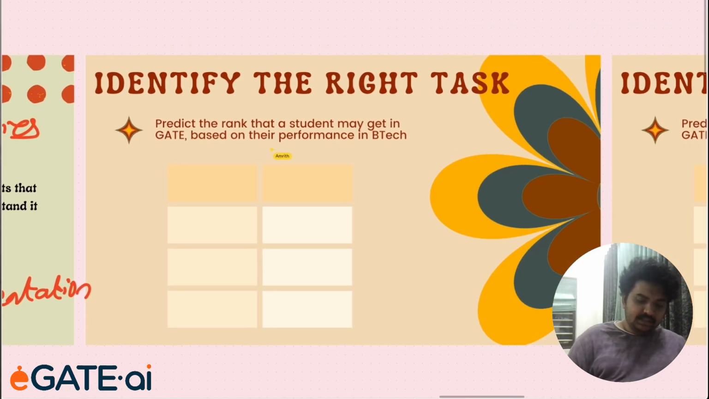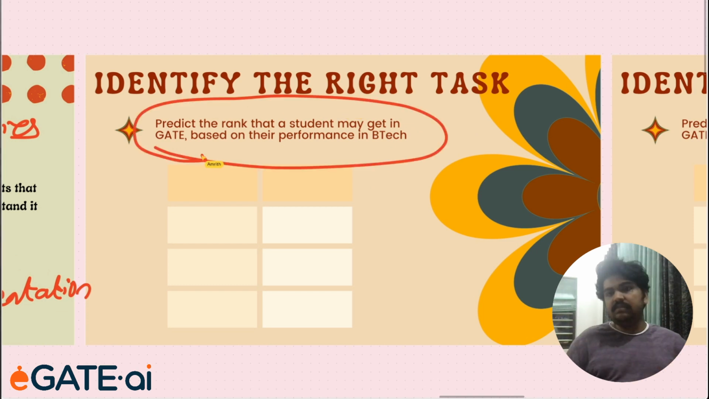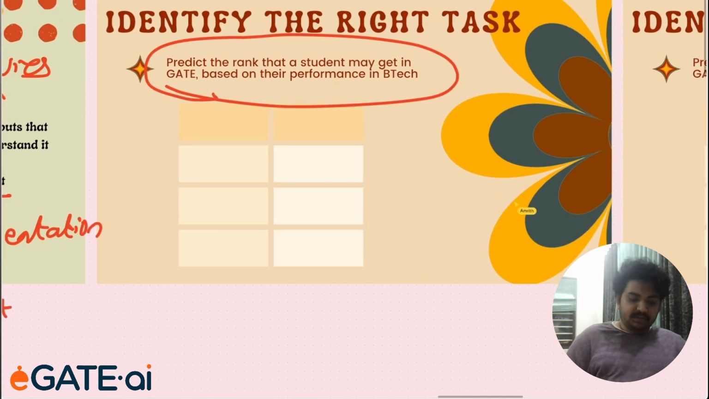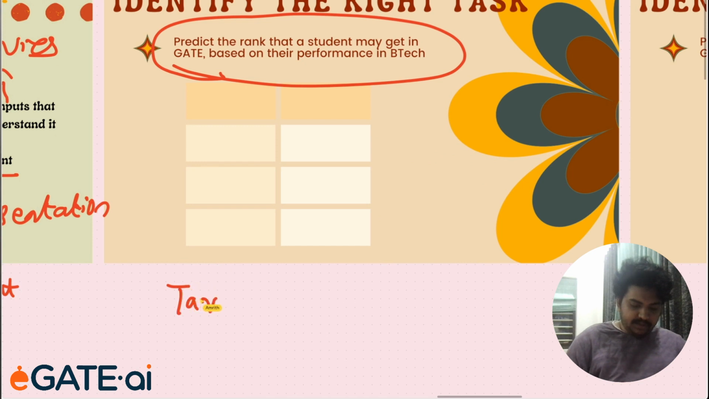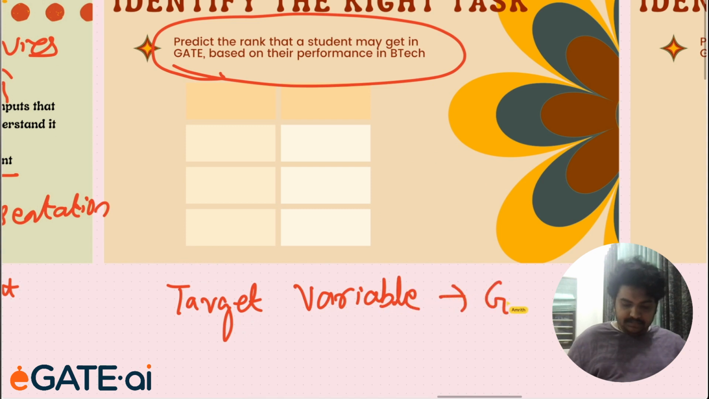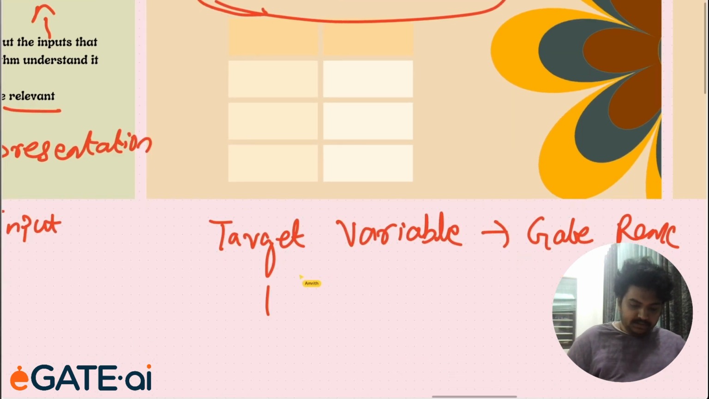We might have seen this question as is in our third lecture, and the question reads as follows. Predict the rank that a student may get in GATE based on their performance in BTech. So we know that our target variable, which is the value to predict, is the GATE rank, and our input is BTech performance.